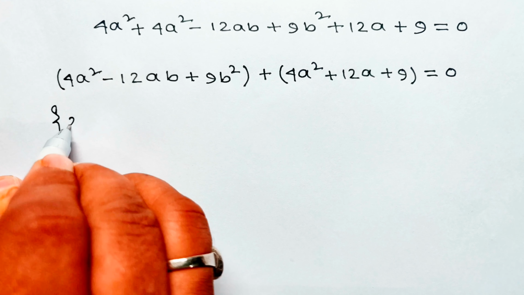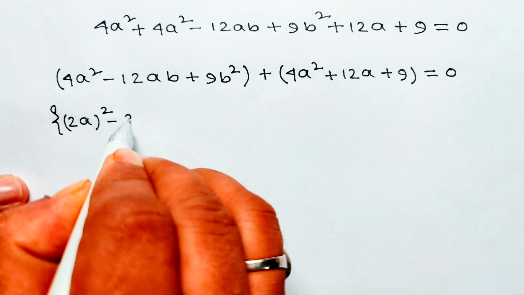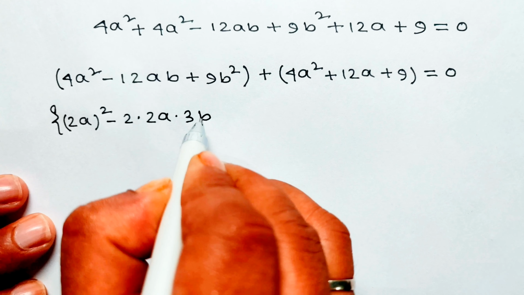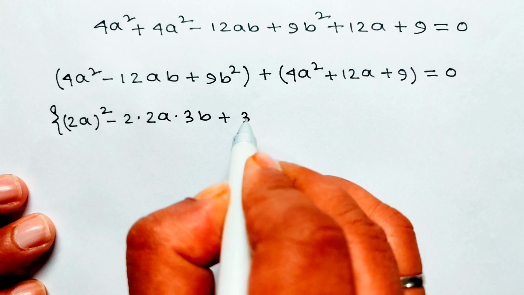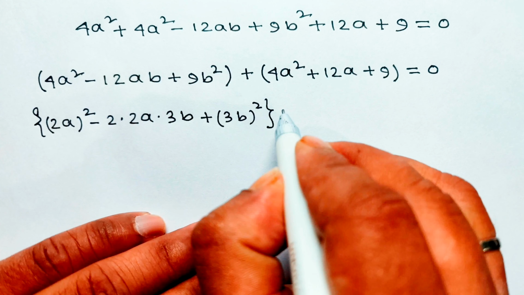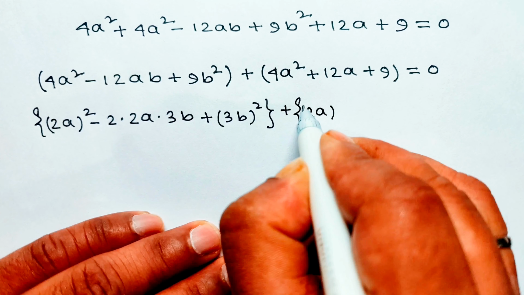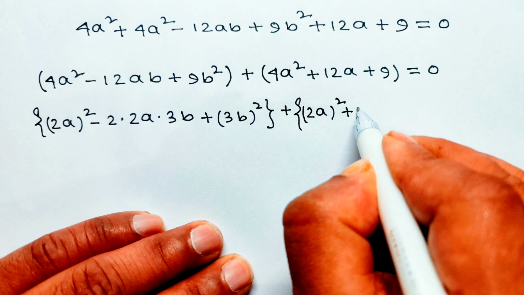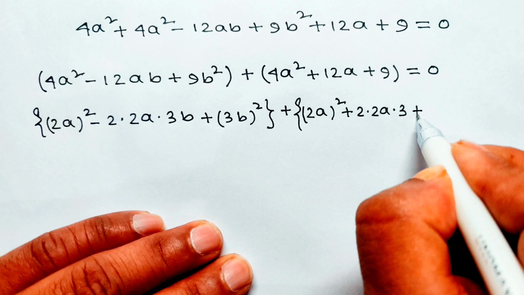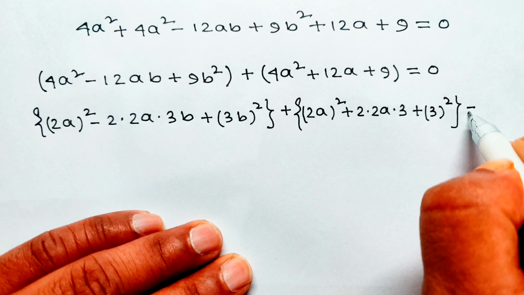Then (2a)² − 2 × 2a × 3b + (3b)² + (2a)² + 2 × 2a × 3 + 3² = 0.